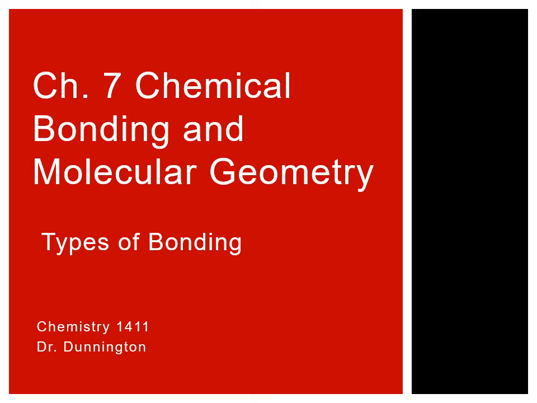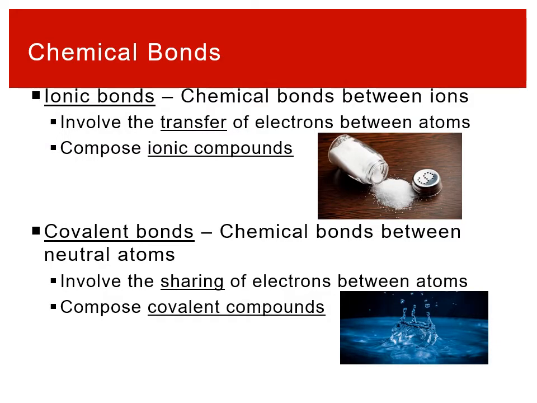We want to start off Chapter 7 by going back to the idea of the types of bonding and expanding out our definitions that we established in the beginning of the class. So this is actually a bit of review, right? We talked at the beginning of the semester about the fact that we have ionic bonds and covalent bonds. Ionic bonds, chemical bonds between ions. There's that transfer of electrons between atoms. Covalent bonds between neutral atoms, and we have sharing of electrons.